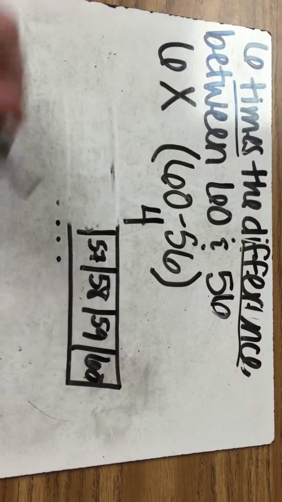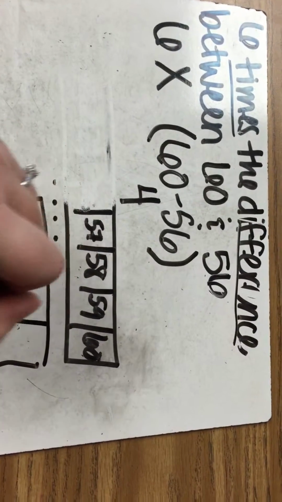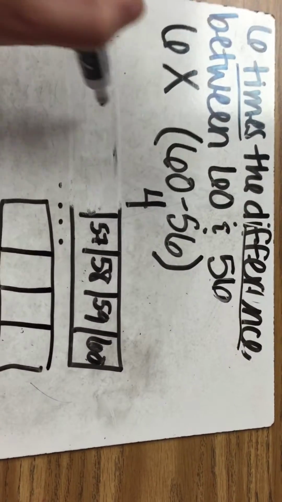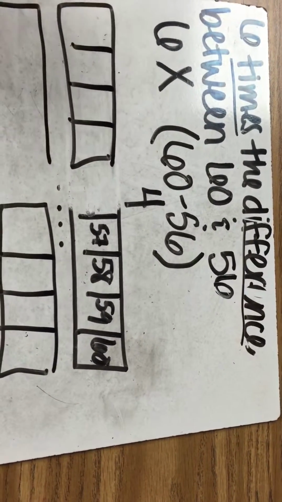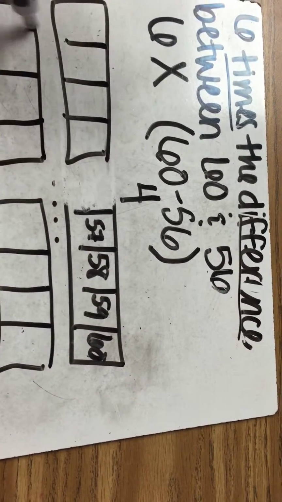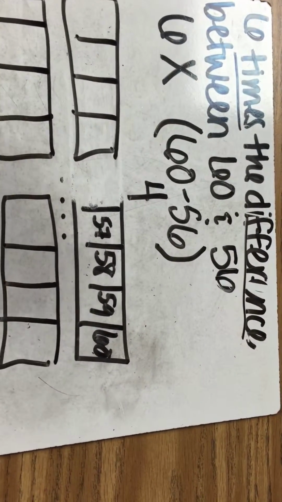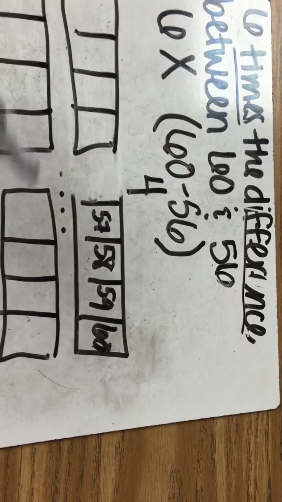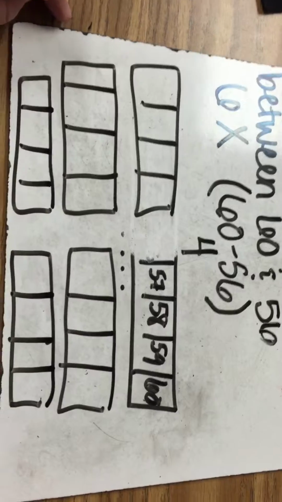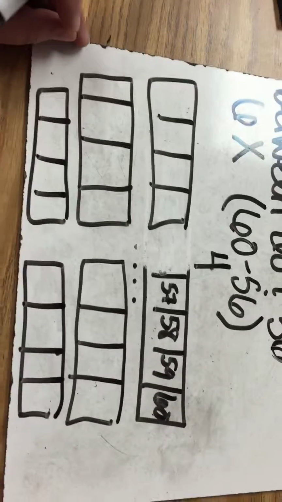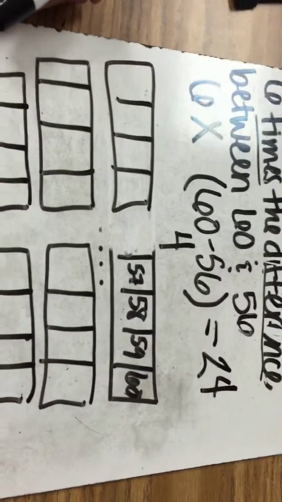So now if we are having 6 sets of 4, this could be treated, again, as a basic multiplication problem, or you can choose to draw a model. 6 times 4 is 24. And there you have your answer.